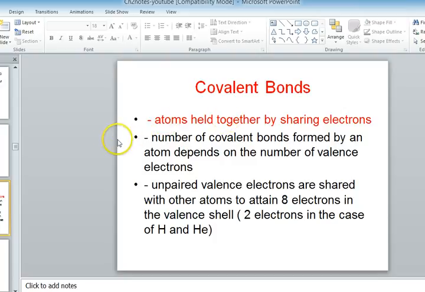So, covalent bonds. This is where we have atoms held together by sharing electrons. And the number of covalent bonds formed by an atom depends on how many electrons are in that outer shell, or what's called the valence shell. And so what will happen, unpaired valence electrons are going to be shared with other atoms so that they meet that octet rule. They have 8 electrons in the outer shell, or valence shell. Now it would be, instead of 8, 2 electrons in the case of hydrogen and helium, since they only have the first shell.